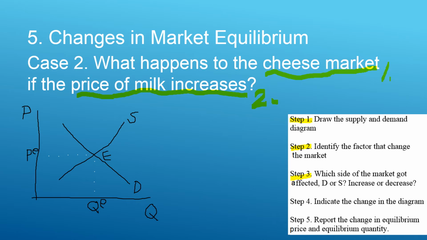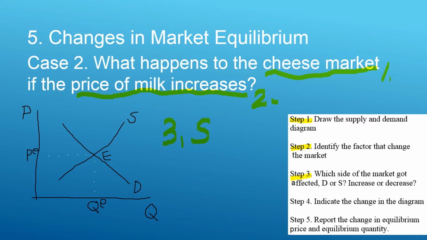Now, it is not the demand side, right? Our demand for cheese depends on the buyer's income, the buyer's preference, the buyer's side. But here, who cares about the price of milk more? It is the producer. Why? Because we use milk to make cheese. Yes? Very good. So it is the supply side that gets affected because milk is a major material to produce cheese.